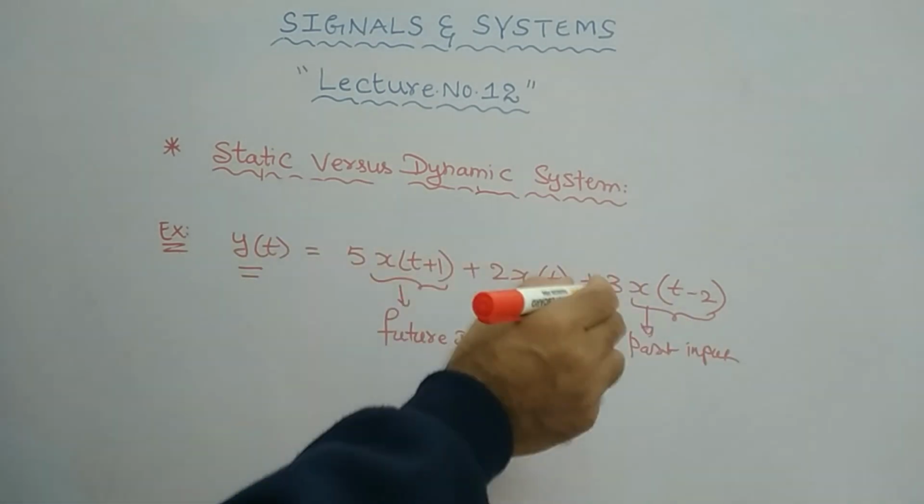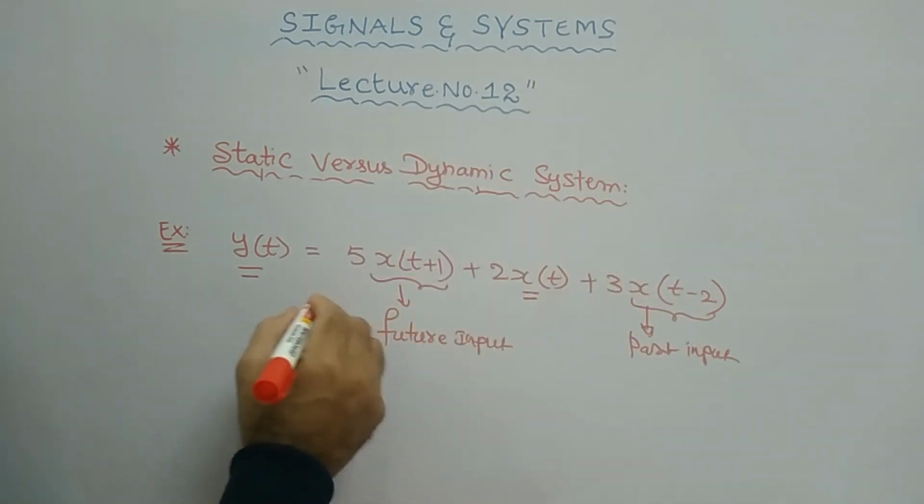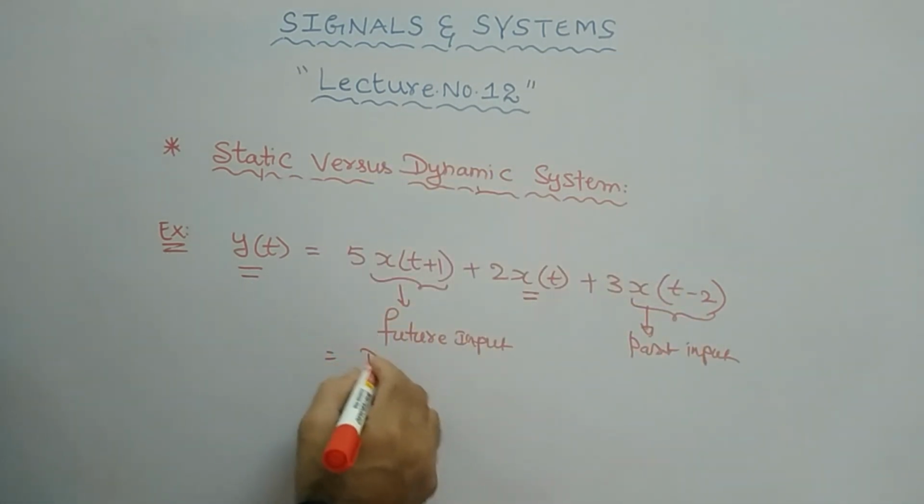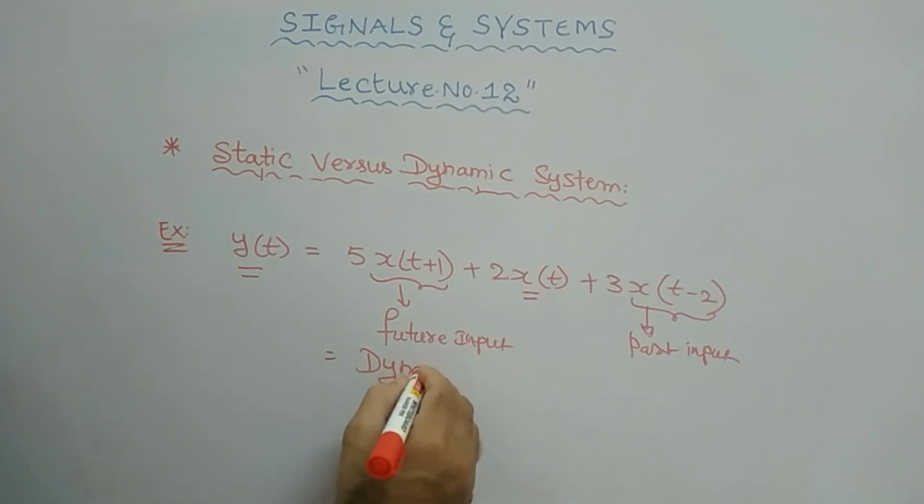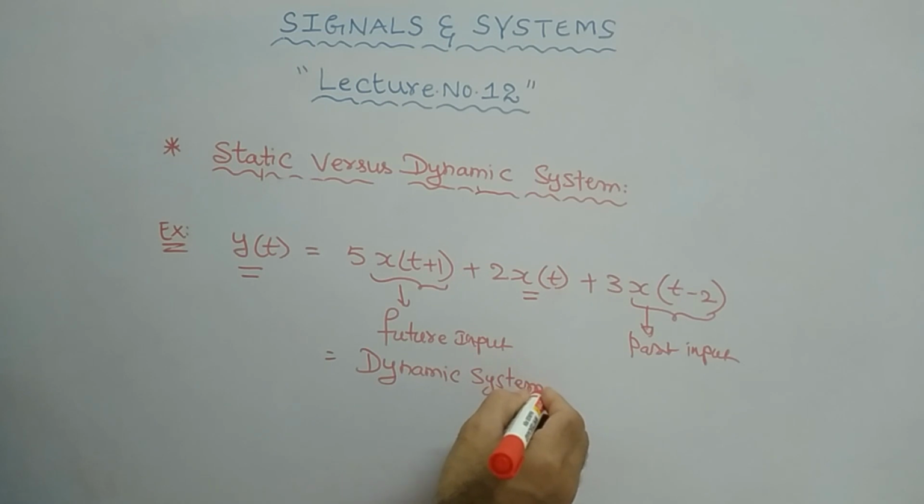Therefore, definitely it is not static. It is the example for a dynamic system. Clear? This is the example for a dynamic system. I think you understood well what the difference is between dynamic and static.